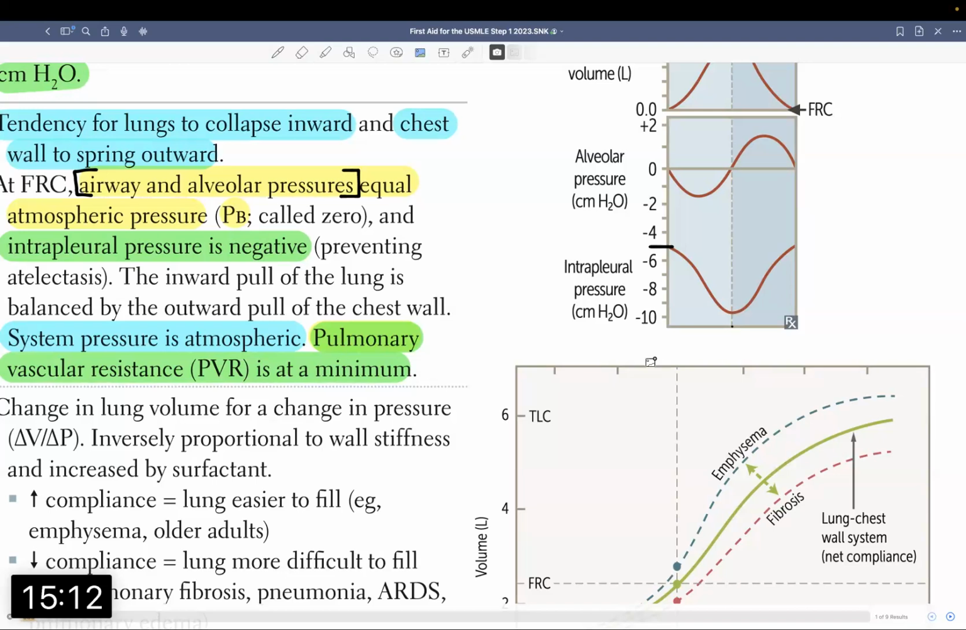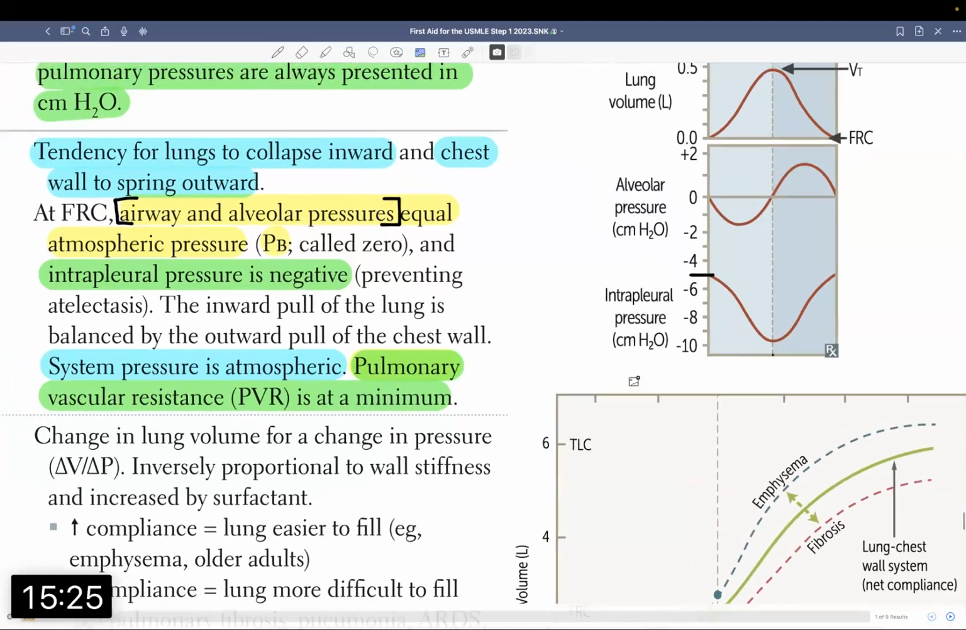I like what you said. We don't say positive. It's either more negative or less negative. So more negative with more inspiration and less negative with expiration, right? Yes. Okay, got it. Thank you so much.